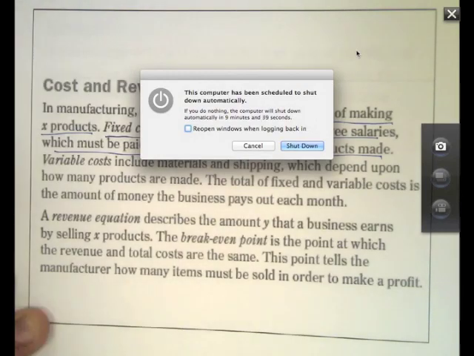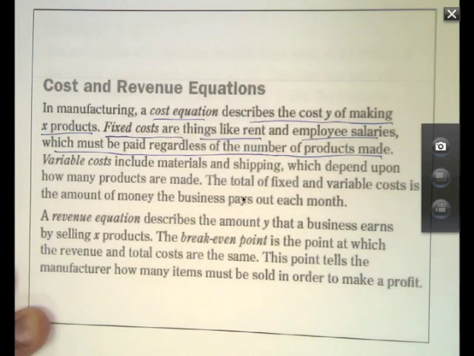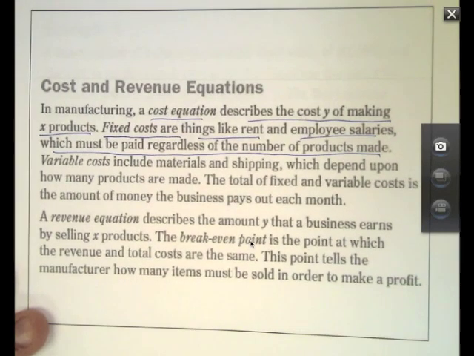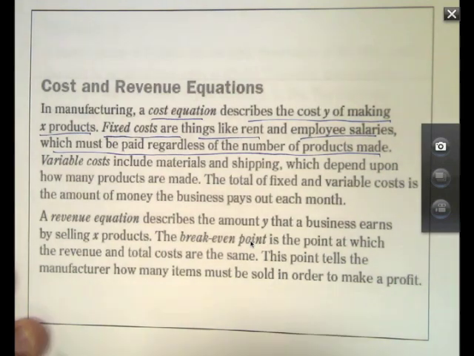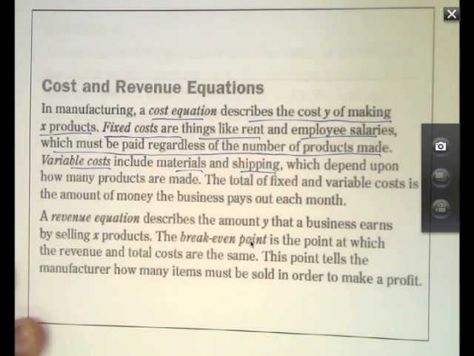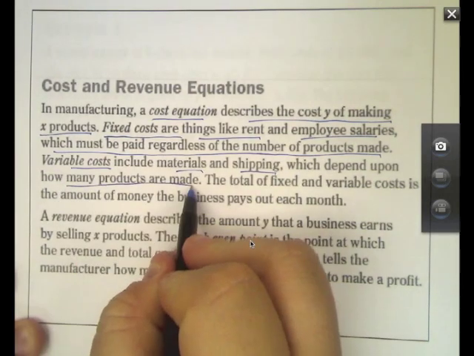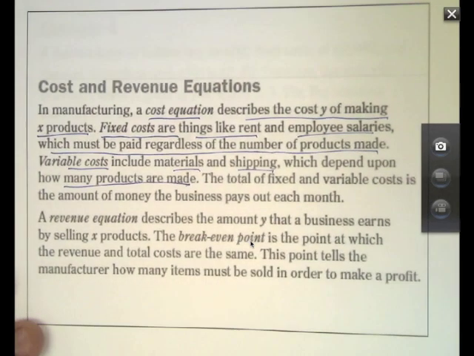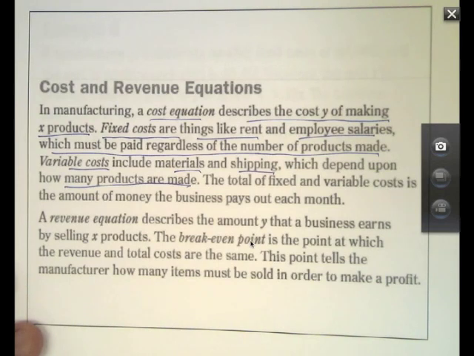You have to pay people to work for you. That's something you have to do. Variable costs are such things as materials and shipping, which depend on how many products are made, because you're not going to send out 50 products if you only made 10 products. So you're not going to pay shipping for 50 if you only made 10 products.